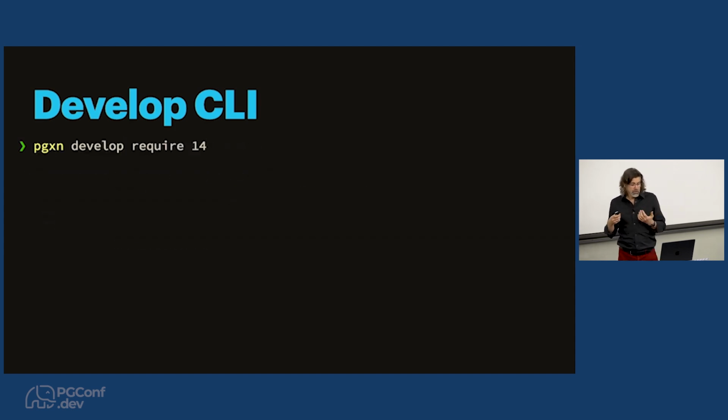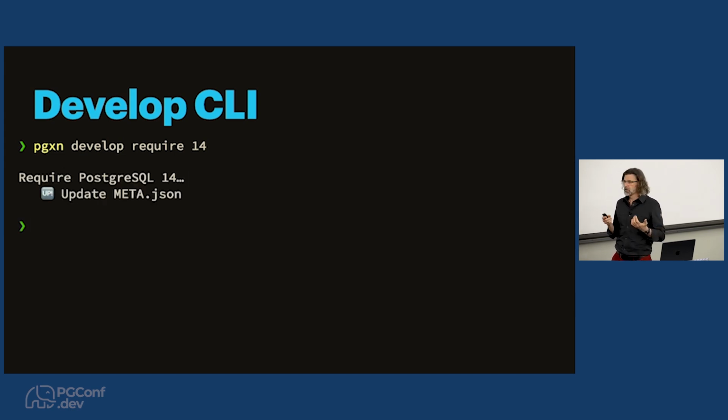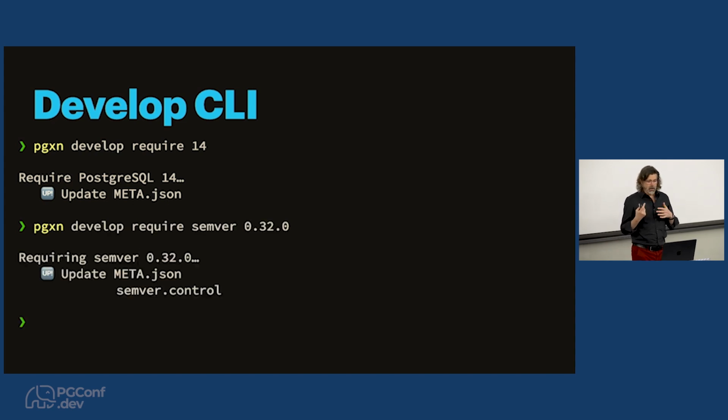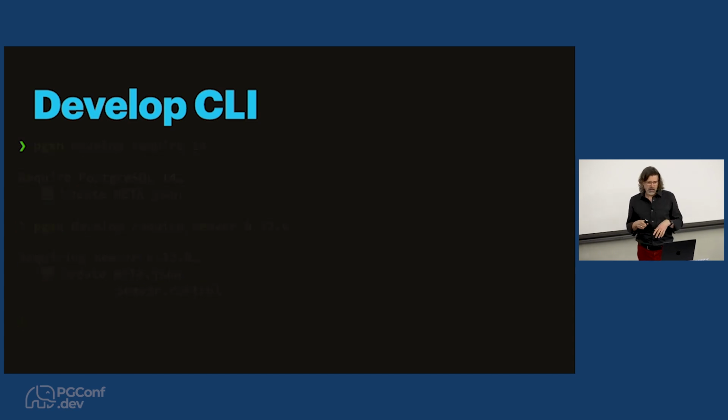Similarly, you can use it to declare the dependencies you have. So it could say, okay, we want to require Postgres 14. Then it would update the meta.json file for that. Or we can say we want to require another extension, in this case semver version 0.32.0. Again, it's updating the meta.json file and also the control file. So to take away some of the busy work of maintaining this stuff, and trying to remember where all the places are that you need to deal with it, have it in one place in the CLI to help you with that.